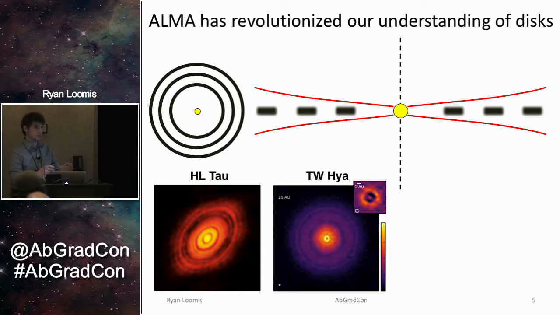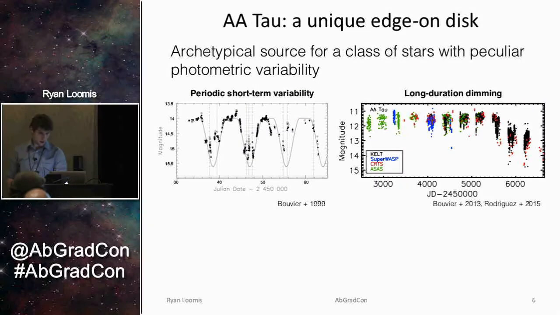And they're going to cause pressure traps that basically carve out these gaps and rings in the disk. So I'm going to talk about this object AA Tau, which is a pretty unique disk that's been studied for a long time, since the early 90s.